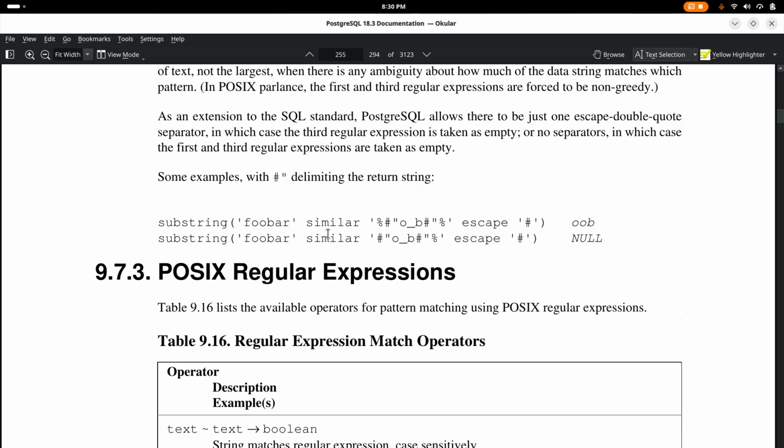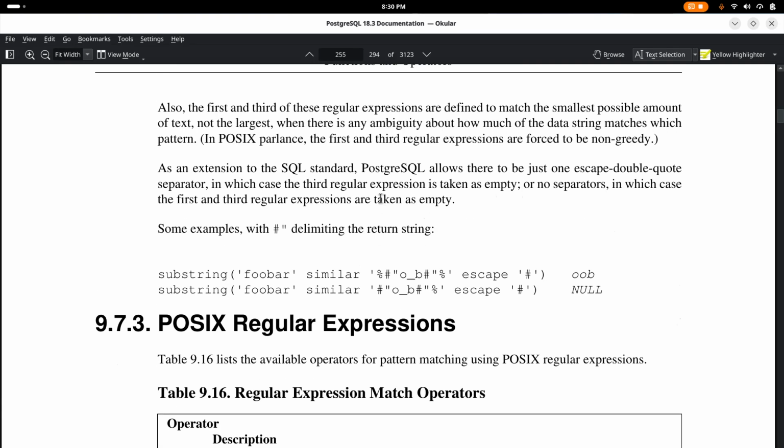So let's see how this works. We have foo here, okay? So percentage will match F, all right? And then we have double quote, all right? If you see this, there was the test escape as an extension to the SQL standard. PostgreSQL allowed there to be one escape double quote separator. So it's a separator, okay?